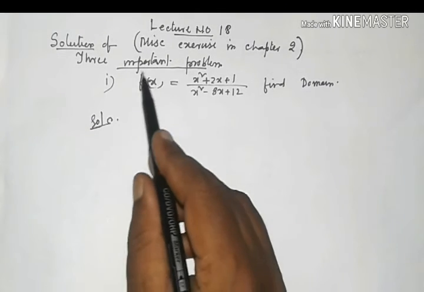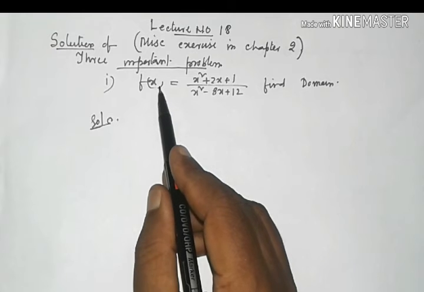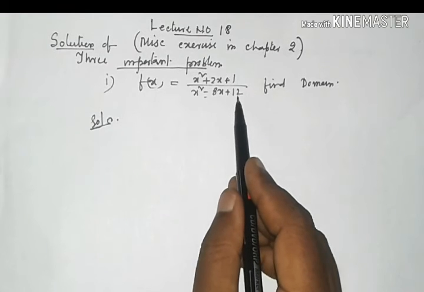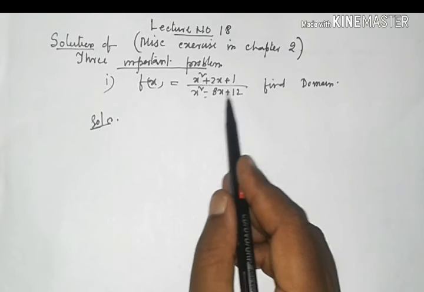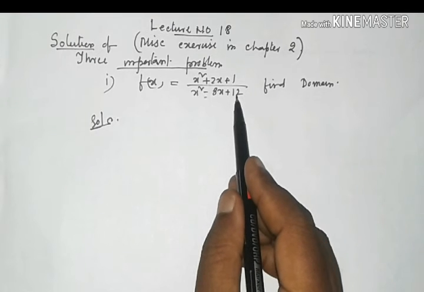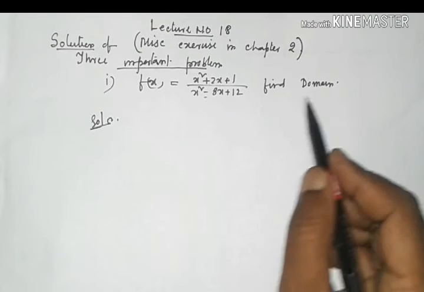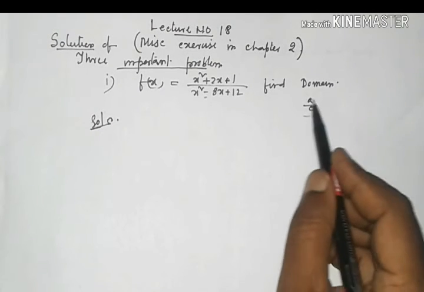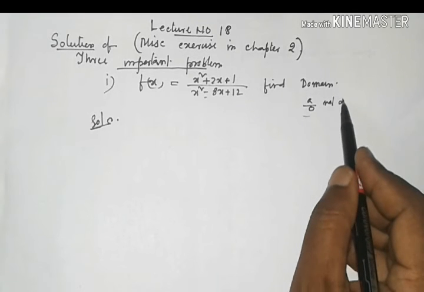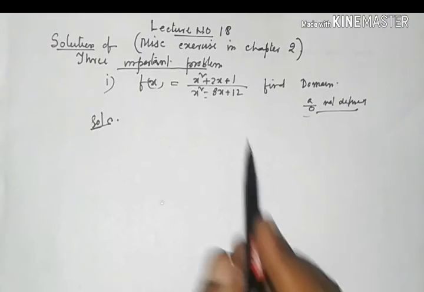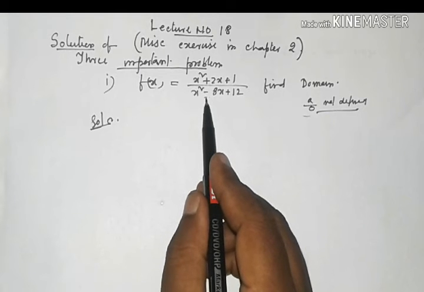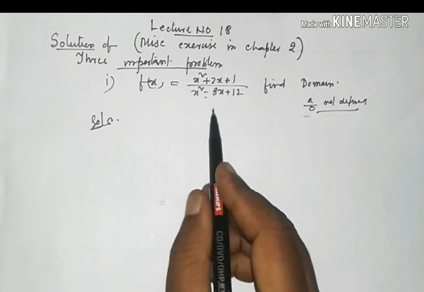Therefore, f(x) will be real if x² - 8x + 12 is not equal to 0. Because if x² - 8x + 12 is equal to 0, then it will form something by 0, so it is not defined. So the denominator of the function must be not equal to 0.